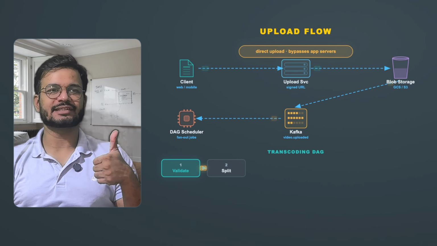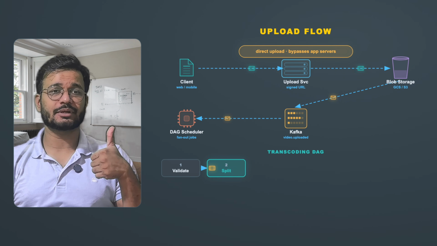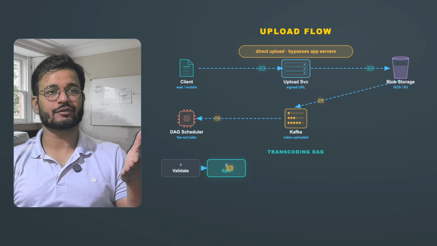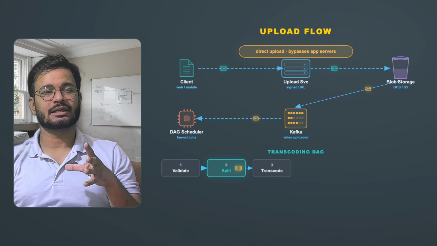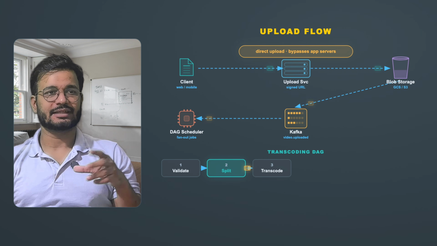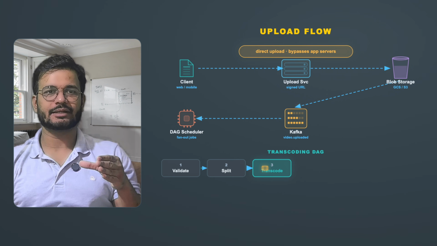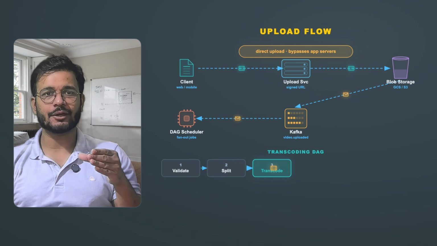Stage 1, validation. Check the file is a real video file, not corrupted, not a virus, and an acceptable format. Then stage 2 is the split. The video splits into segments. Let's say 10-second segments. Then stage 3 is the transcode. Each segment is transcoded in parallel into multiple resolutions and codecs.